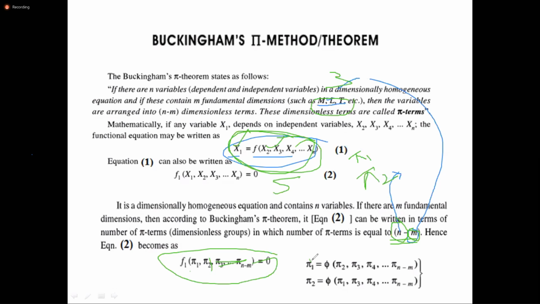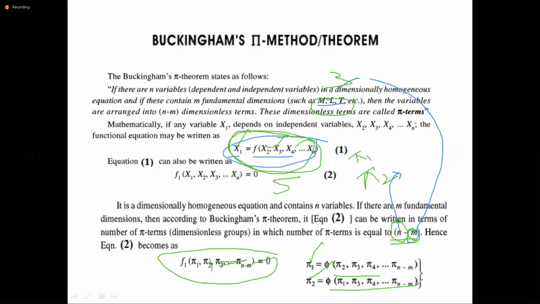Right. So phi 1 is a function of something, phi 2 is a function of something. While doing problems, you will clearly understand this. So identifying the number of phi theorems is important. That is step 1. The number of phi theorems purely depends upon the total variables minus the fundamental dimensions. This is very, very important. Unless you identify the number of phi theorems, the problem cannot move forward.